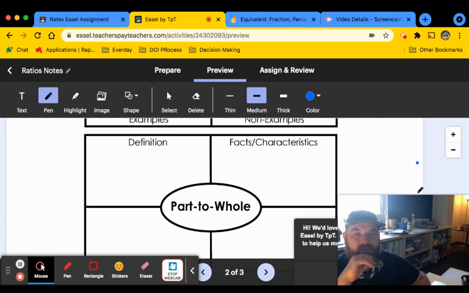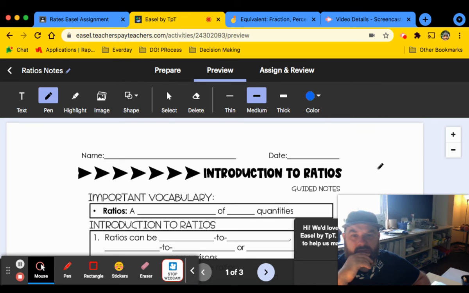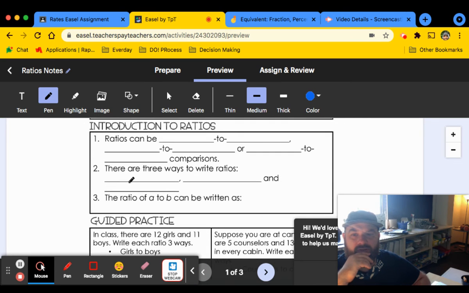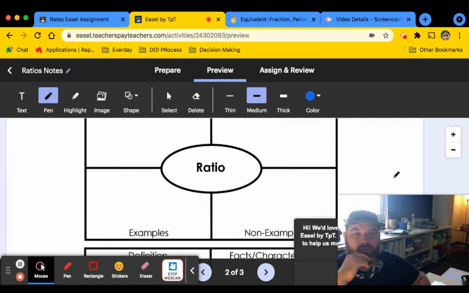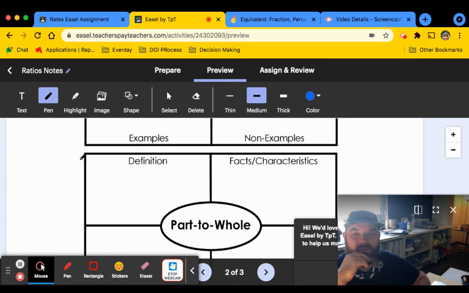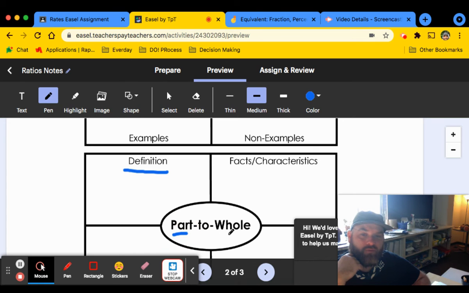All right, so the next thing we have here is the definition of part to whole. So there are three ways to write ratios: part to whole, and whole to part. So what are we doing when we're comparing part to a whole? So try to write that definition without using the word part or whole. So what is another word for part and another word for whole?